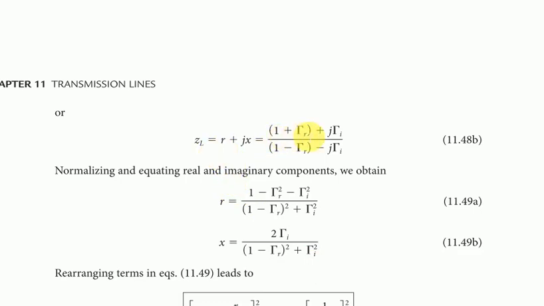zL is equal to 1 plus gamma r plus j gamma i divided by 1 minus gamma r minus j gamma i. And what is the normalized load impedance? It is small r plus j small x. Okay, so if I would like to find out the value of r and the value of x using this equation, I need to represent this term as some real part plus some imaginary part.